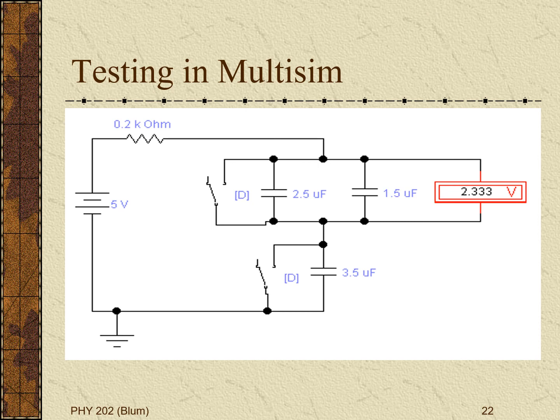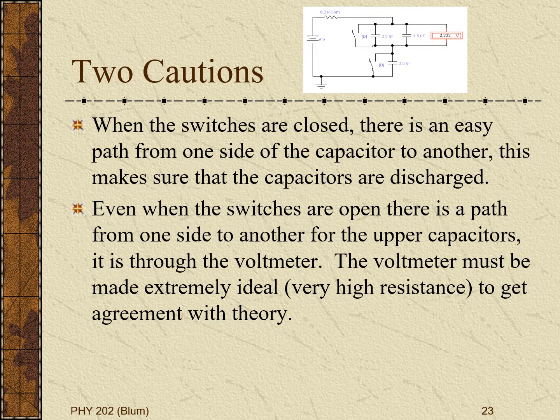Now here we are testing the circuit in Multisim. We have no easy way to measure the charge on a capacitor, but we can measure the voltage across the capacitor with the voltmeter shown. Just want to point out two things about the circuit. The purpose of those switches was that when we are playing with the circuit, we can close those switches. There will be an easy path from the top side of the capacitors to the bottom side of the capacitors, and this will discharge them.